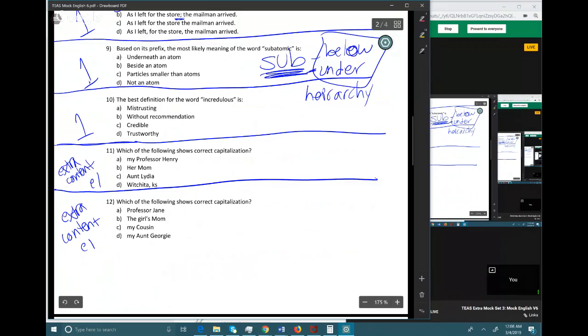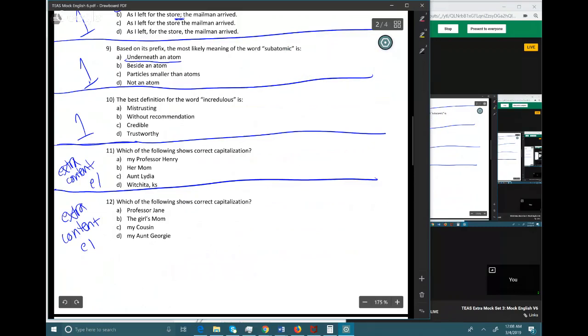Subatomic, I do have underneath an atom. If you remember anything from chemistry, my chemistry or otherwise, you can't be under an atom. Atoms are like floating through space, moving constantly. So that would not be possible. So what this is going to be is smaller than an atom. Subatomic is on a level of organization underneath the atom.